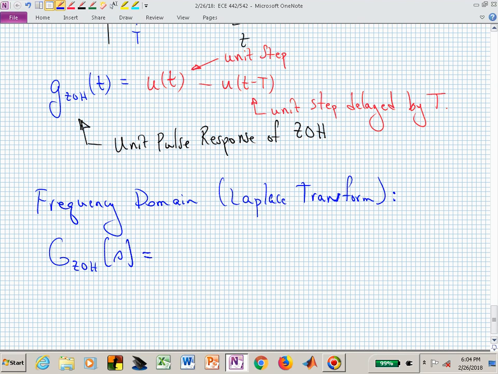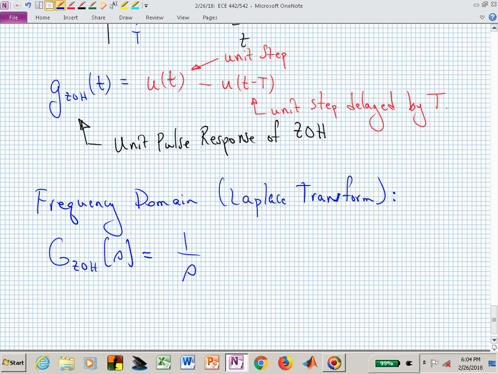It would be 1 over S scaled by the constant C. In this case, our scaling is 1, so in fact, the Laplace transform of a unit step is 1 over S. Now, what's the Laplace transform of a delayed unit step? If you're wanting partial credit, what could you do?